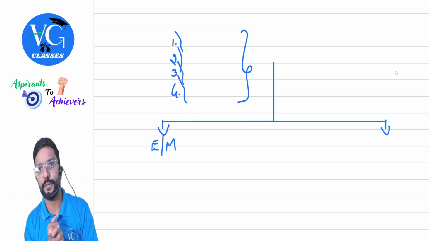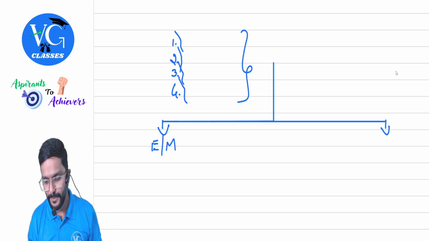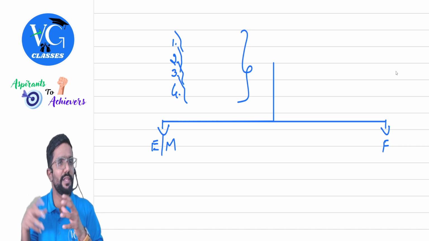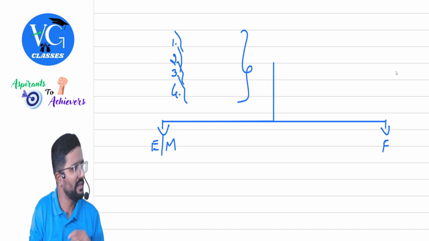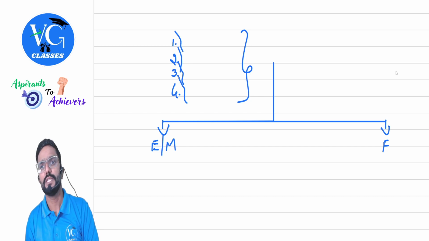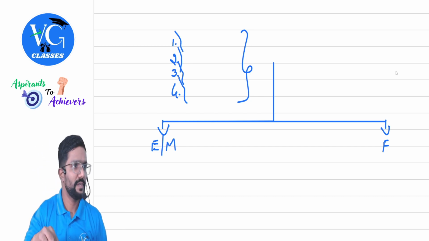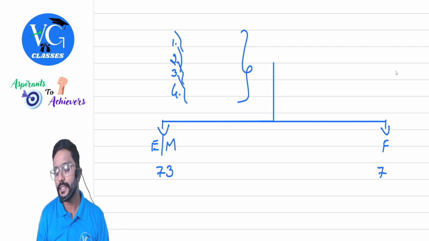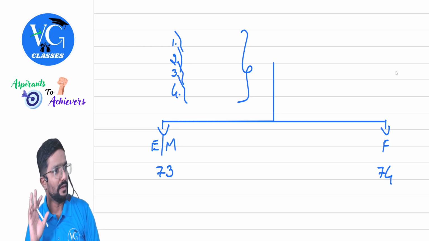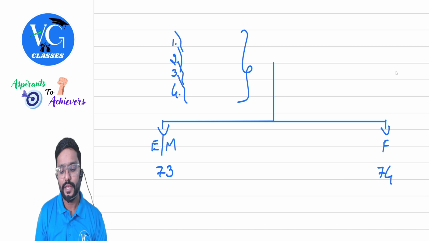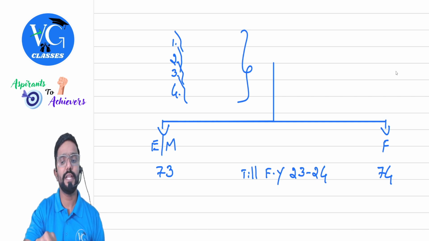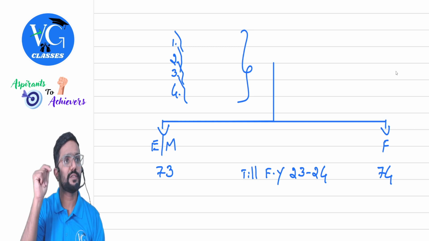Come to the other case: fraud. I'm just giving a small name here. In the law, they use the words suppression of fact, willful misstatement and all; we will take care of that. Just write fraud, and under that, section 74. So here it is 73, here it is 74. Now write here: till financial year 23-24. Guys, sections 73 and 74 have impact only till financial year 23-24.